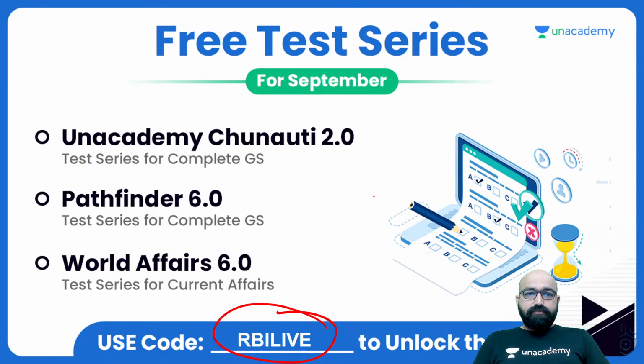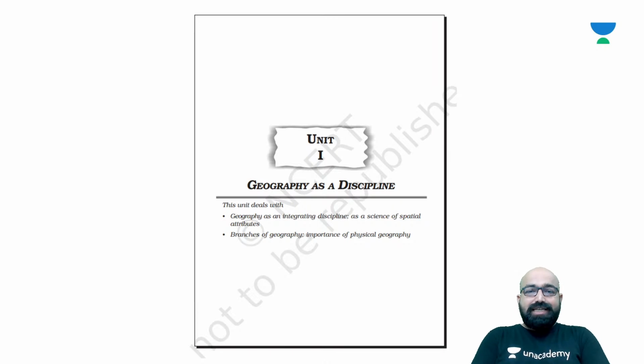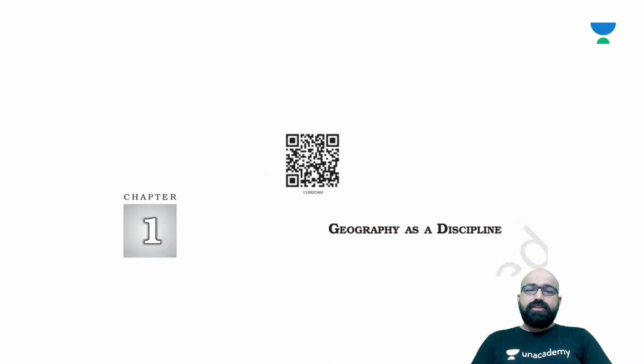Now, let's start Unit 1 with geography as a discipline. The unit deals with geography as an integrating discipline, as a science of spatial attributes, the branches of geography, and the importance of physical geography, which we will discuss in this unit. So let's start with chapter 1 of class 11th NCERT, Fundamentals of Physical Geography.